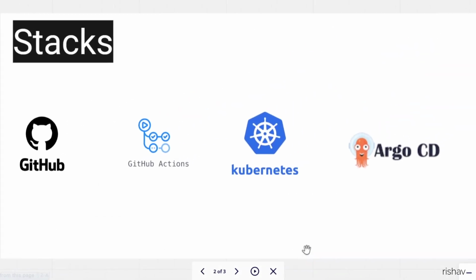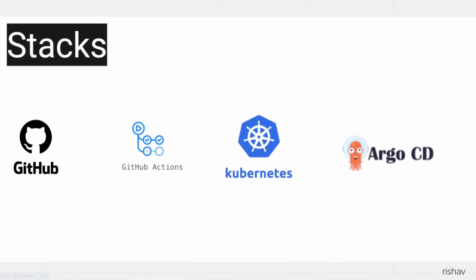So let's first check out the stack or the tools we will be using. The first one is GitHub, for hosting our repository. And with GitHub, we will be using GitHub Actions for our CI/CD purpose, for integration, for building the image and deploying the application. Basically, the CI part is done in GitHub Actions.